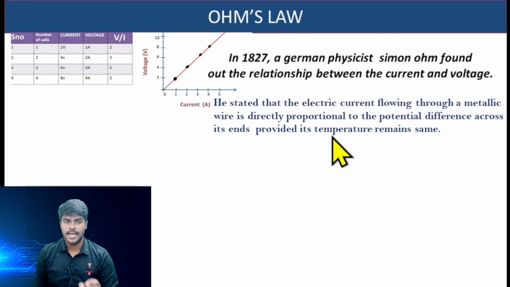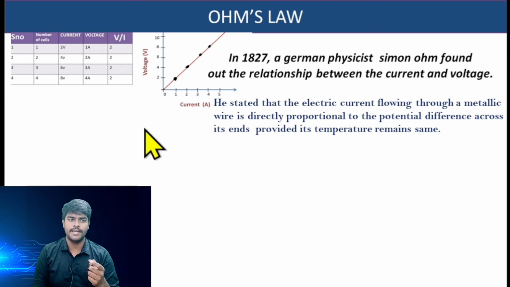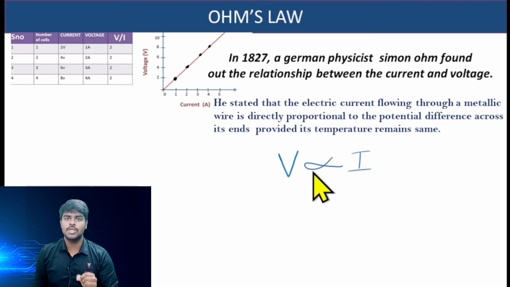It is the main one: temperature remains constant. If temperature changes, you don't get the same values, right? That's the main thing. He stated that V is directly proportional to I. What is the meaning of V? Voltage. What is the meaning of I? Current.